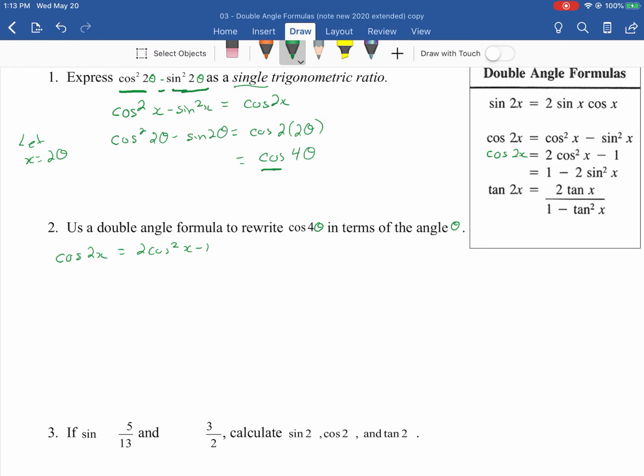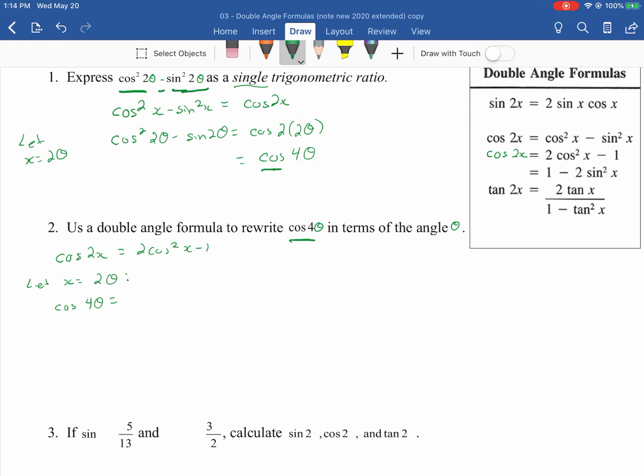I'm going to choose that version of the formula to use, and it's just a choice I made in this particular question. I could have used the other ones. But they want to rewrite cos 4 theta. So it can't be 2x on the left side. I need it to say cosine of 4 theta. So I'm going to let x be 2 theta. And the reason I chose 2 theta is when I put in x as 2 theta, I get cos of 4 theta there, because 2 times 2 theta is 4 theta.